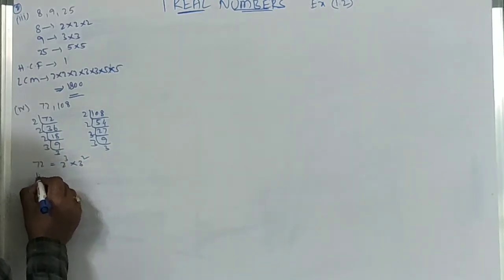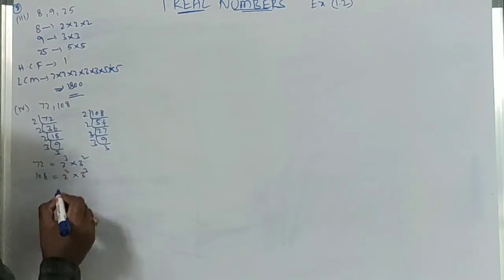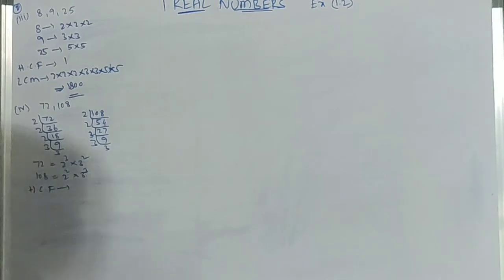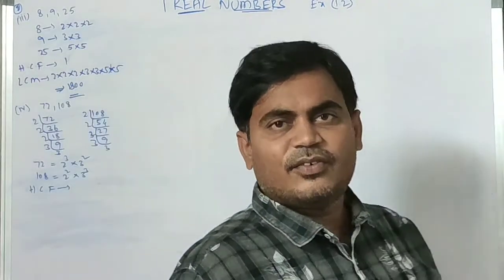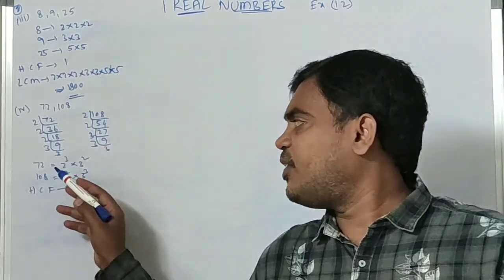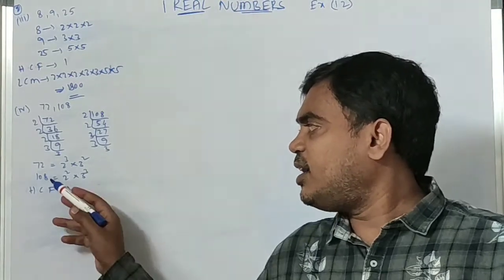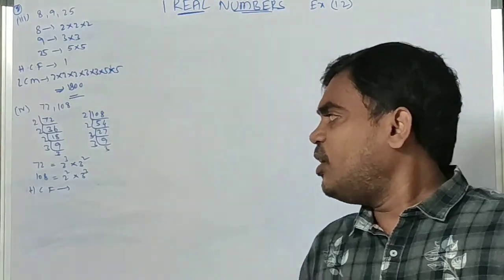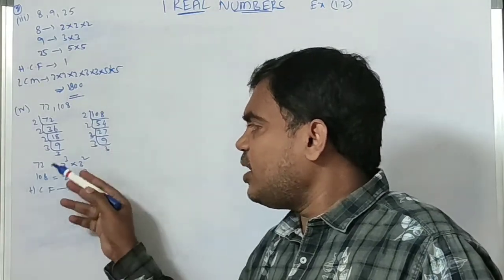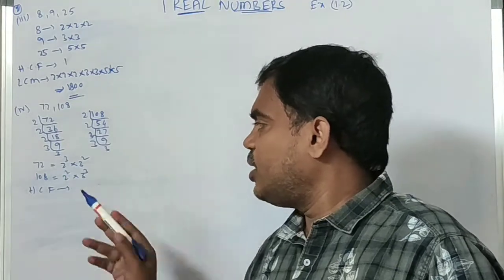Next, 108 equals 2 power 2 into 3 power 3. So HCF. If we are finding HCF, observe the prime factorization of 72: 2 cube and 3 square. 108: 2 square, 3 cube. So the prime factors are 2 and 3 only. Among these prime factors, observe the powers: 2, 2, 3, 3.